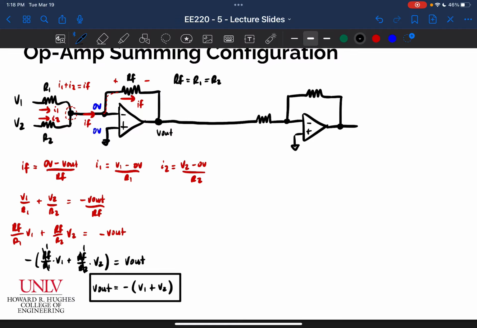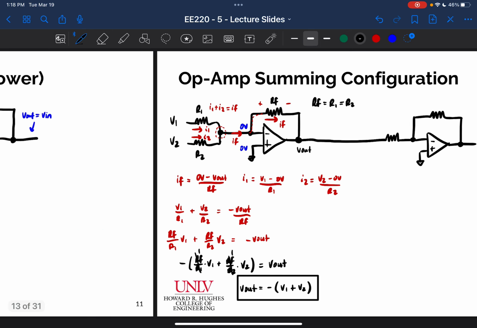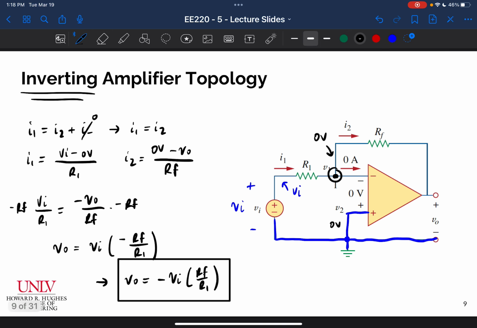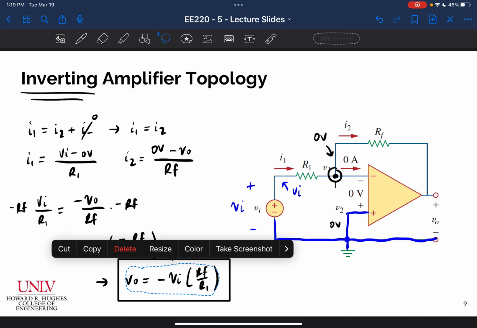That just has a gain of 1. And so if I wanted to have a gain of -1, let's go back to our inverting amplifier slide. My inverting amplifier tells me that if I want to get a gain of -1, I can use this equation here.